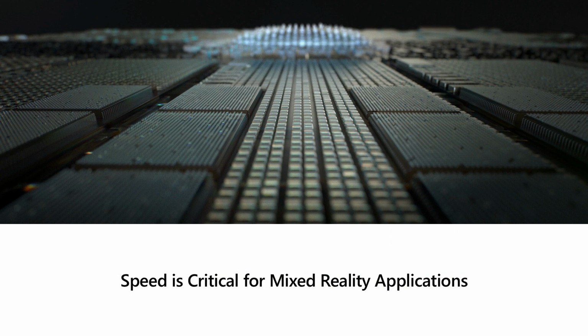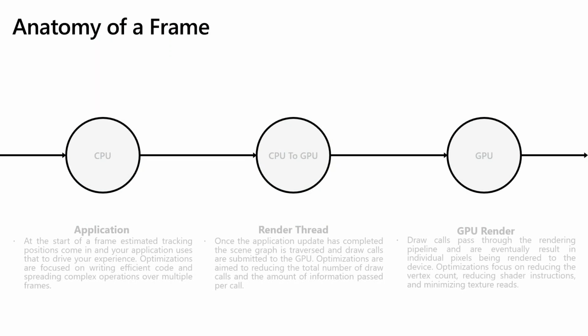All right, insight 4. Performance is absolutely critical for MR applications. It increases our stability. It increases user comfort. So we need to hit that 60 frames per second on the HoloLens, 90 on the immersive headsets. Now, I like to think about optimizing performance in sort of 3 categories. The first is your application, right? This is the core of your business logic. It's running on the CPU, and the optimizations here are all about writing efficient code, splitting long operations over multiple frames, right? Anything you can do to make that faster.